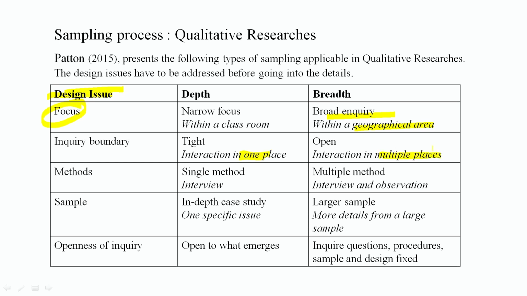If you have to interact with people and collect the information at multiple places, the breadth is wide and the same way it is open. Where there is one person, you have more strictness on your research and it can be called tight. The third aspect is method. Whether one method will work for your research or you have to use multiple methods.